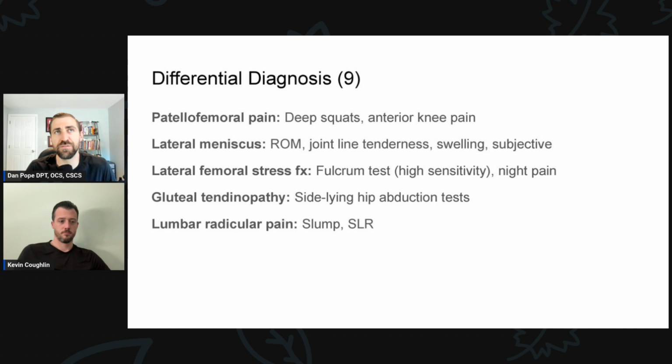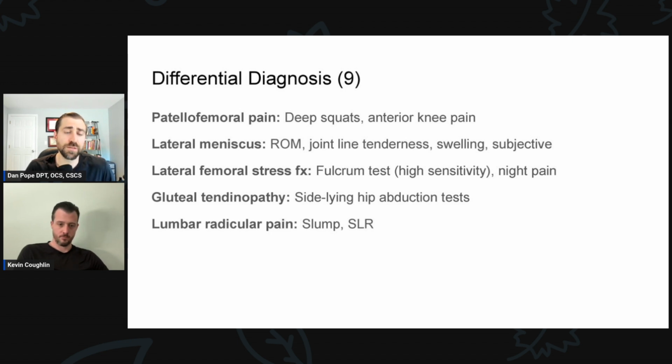Is there a subjective complaint of someone twisting, falling, having an inciting event that was different than the inciting event for, let's say, ITB pain, which is more just straight plain running, maybe trail running, and so on and so forth. Lateral femoral stress fracture is an important one. You can do something like a fulcrum test, high sensitivity to that. I'll put out a video of that at some point in the future. Stay tuned, right? Another thing that Rich has said is that these folks tend to have some night pain. These folks tend not to warm up with running as well. So some things to think about.